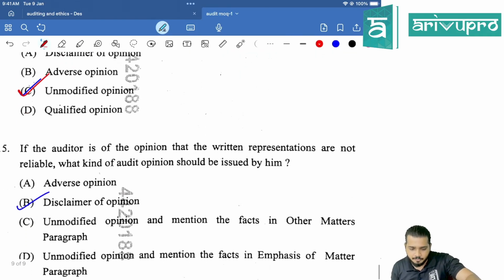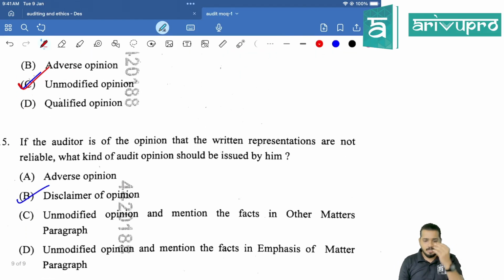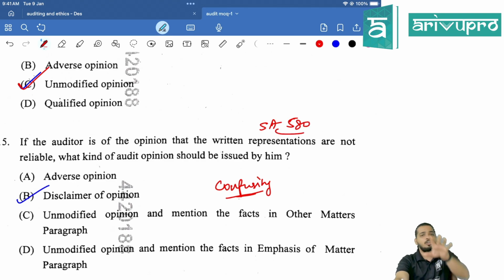Next, if the auditor is of the opinion that the written representation is not reliable, what kind of opinion should be issued by him? Now this is a little confusing, because in SA 580, the conclusion is that if the written representation is not reliable, then the standard says that you have to evaluate the implications on the report with respect to SA 705. Meaning they're telling you to think about modification. Which type of modification is missing in SA 580. Now, here they have given adverse and disclaimer.